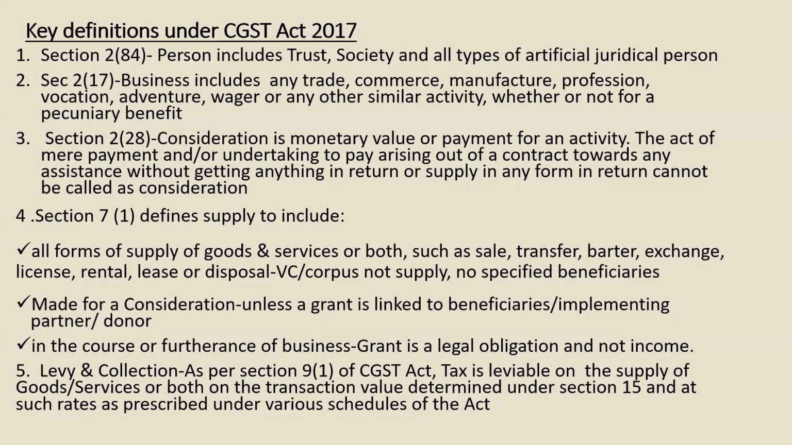So as far as key definitions are concerned, when it comes to the definition of person, a society or a trust is a person. We are into business as well, because the law says that whether any trade, commerce, manufacture, anything, whether or not for pecuniary benefit, pecuniary means money and benefit means profit, whether it's for profit or not, the money part, that's business. So to that extent, again, we are covered.